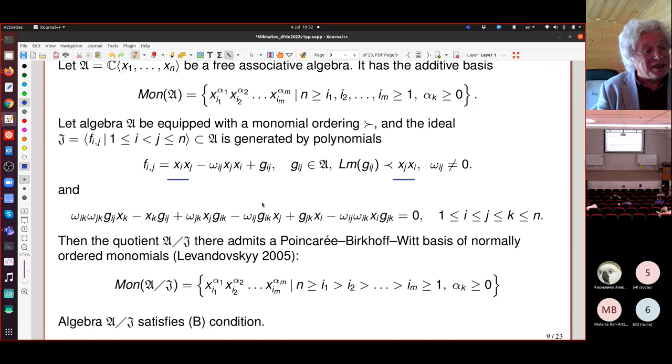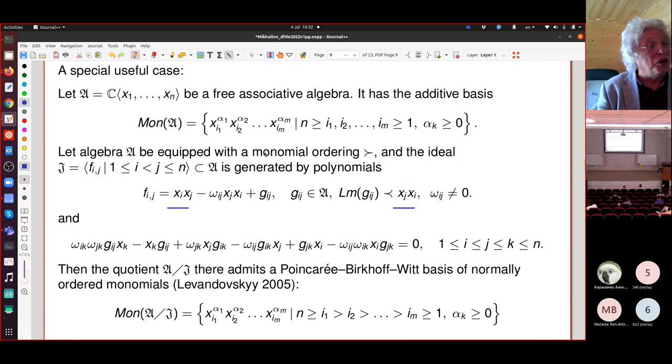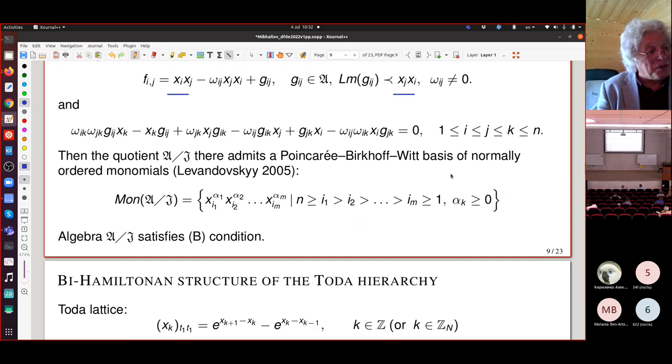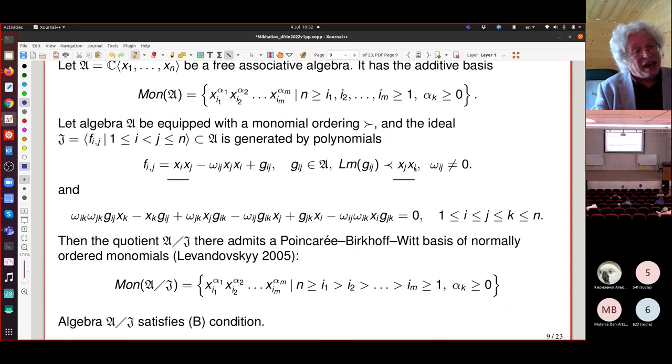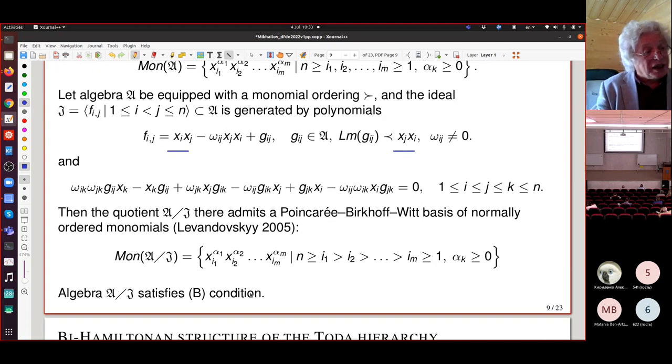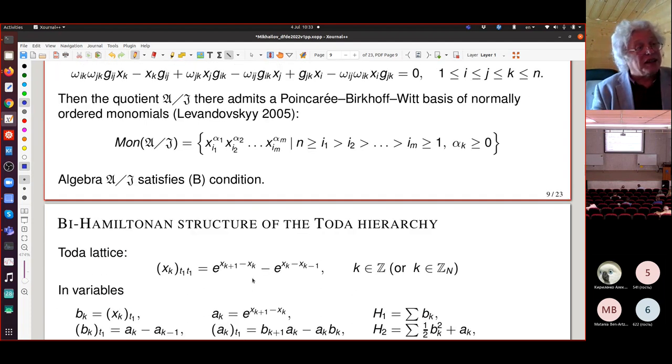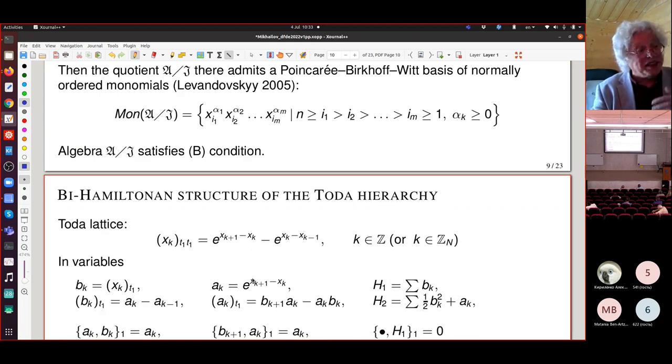For instance, the famous Sklyanin quadratic algebra is not of that type, because there is no monomial ordering which enables us to organize the polynomials in our ideal in this way. Now I want to illustrate how it works. Our ideal has lots of constants, like omega_ij or constants on these polynomials, so we have lots of unknown things. The only thing we guarantee with this ideal is that we have a correct basis of normally ordered monomials. Now we need to check what happens if this ideal should be invariant with respect to dynamics. So we need some dynamics.